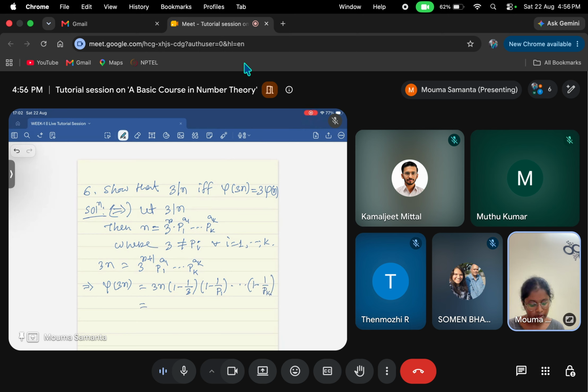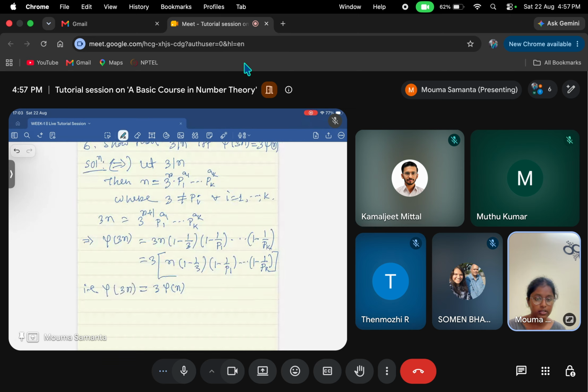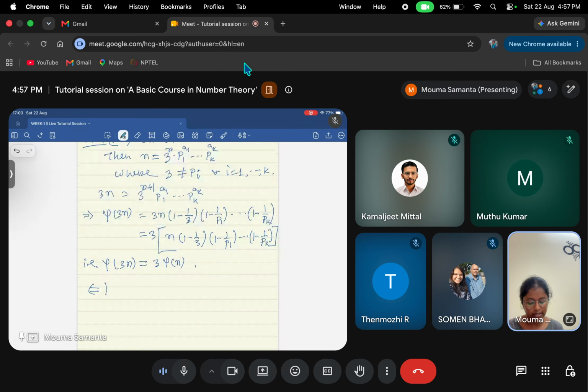Now in the same way, take 3 outside, then it is 3 n into 1 minus 1 by 3 into 1 minus 1 by p1 up to 1 minus 1 by pk. The term inside this third bracket will give you phi n. Thus we have shown phi of 3n equals 3 phi n. So this is one direction, but the condition is an if and only if condition. So the remaining case is to show the reverse direction.